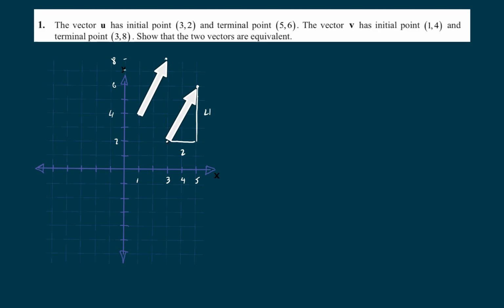And this vector also has 2 units, from 1 to 3, and also has 4 units, from 4 to 8. So they are equivalent. Both have 2 units horizontally and 4 units vertically. For V and for U, it is 2 units horizontally and 4 units vertically.